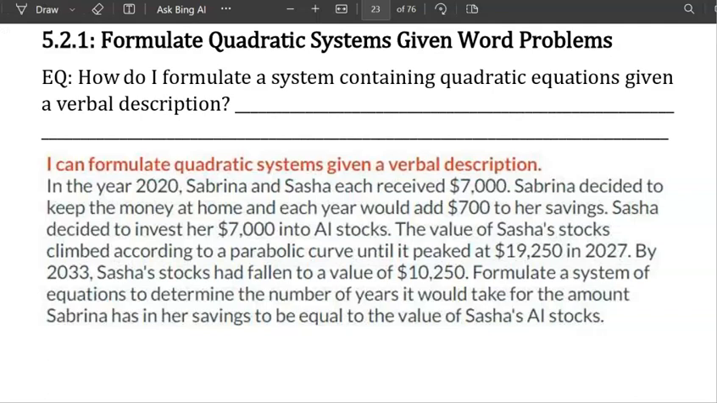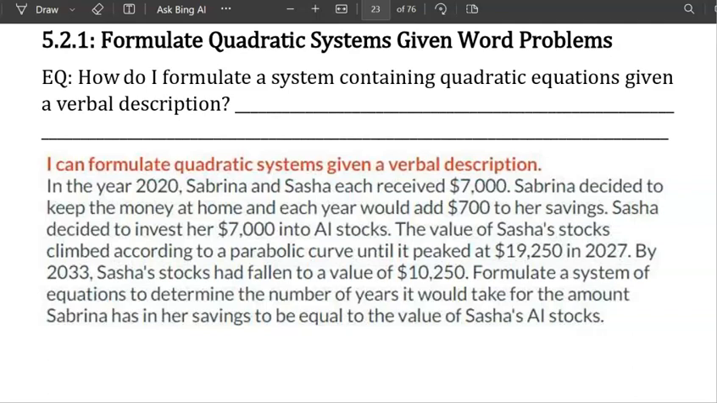5.2.1 Formulate quadratic systems given word problems. The essential question is, how do I formulate a system containing quadratic equations given a verbal description? The skill is, I can formulate quadratic systems given a verbal description.